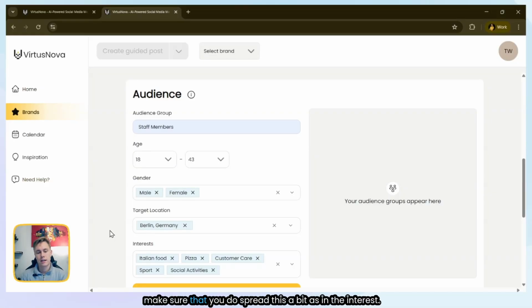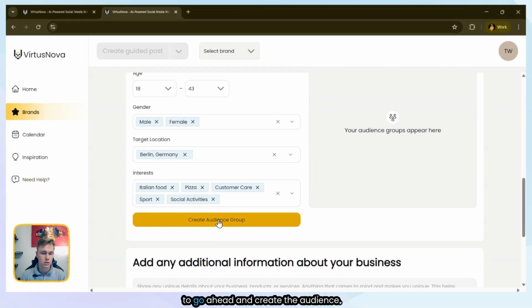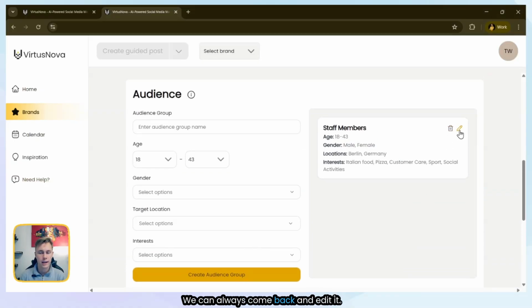Just make sure that you do spread this a bit, as in the interests. So don't only say customer care if you're looking for potential staff members, but actually think about, hey, what are you looking at when you're looking for new staff? Or what do you think are the interests of people who actually come to your business? Now, once we're done with this, we want to go ahead and create the audience. We can always come back and edit it. Typically, I would suggest to at least have staff members, potential business partners, or in our case, people who supply us with groceries, as well as maybe 3 to 4 audience groups.